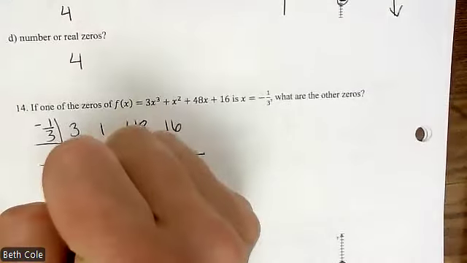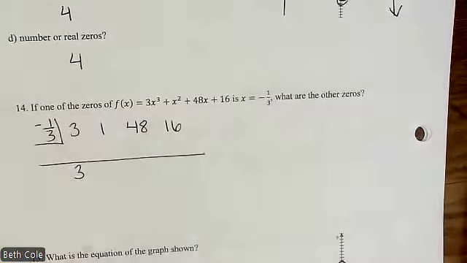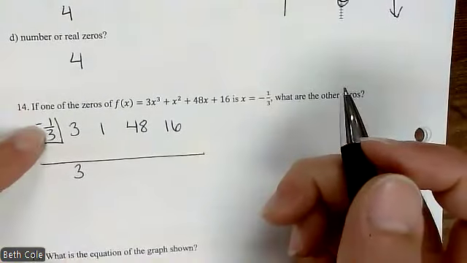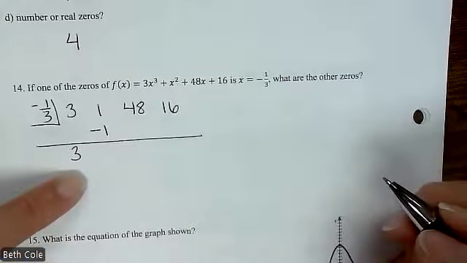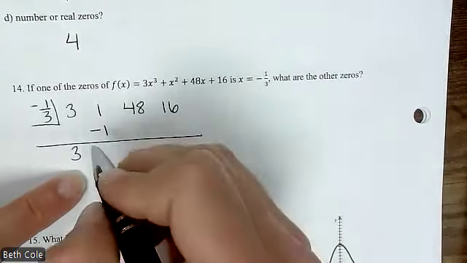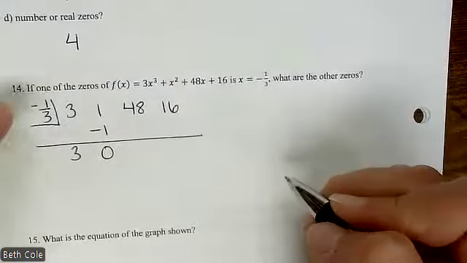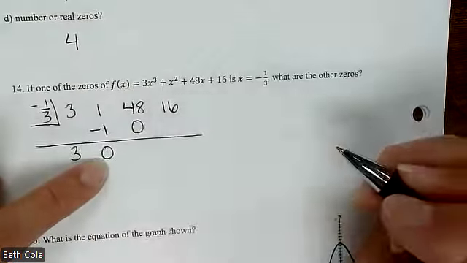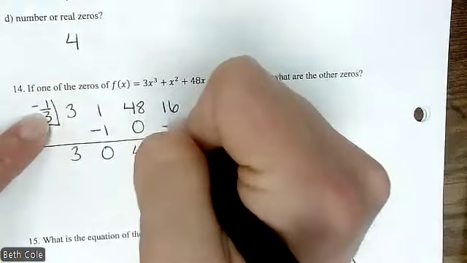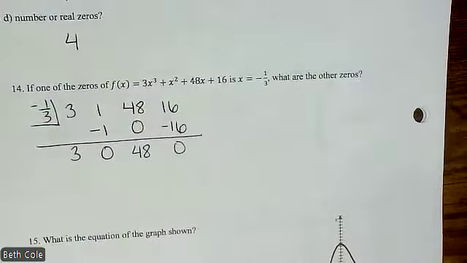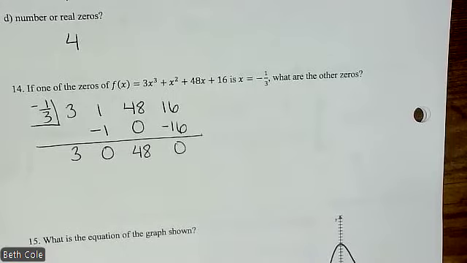So if you bring down the 3, multiply, add, multiply, add, multiply, add. So -1/3 times 3 is -1. Oh, that's actually going to make the next part of our job really easy, because what is this? Yeah, 0. Anything times 0 is 0. And 48 divided by -3 is -16. So ding, ding, ding, came out to 0.